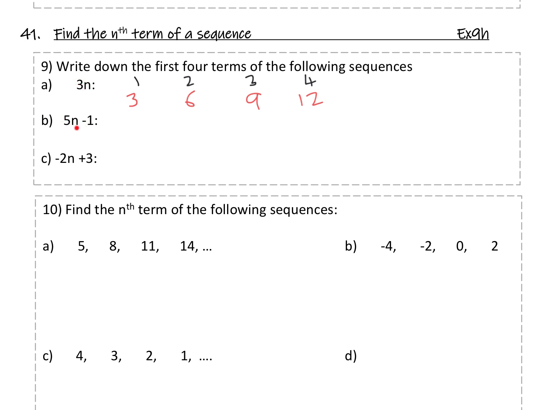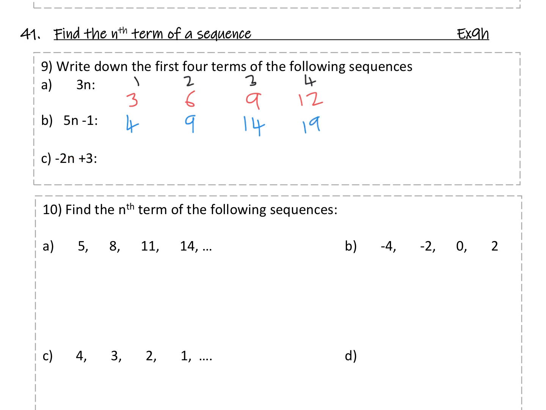What about 5n minus 1? Well, we just get the term number and we substitute it in. So 5 times 1 is 5, take away 1 is 4. Then go on to the second term, n is 2. 2 5s are 10, take away 1 is 9. What about the third term? n is 3. 3 5s are 15, take away 1 is 14. The fourth term, n is 4. 5 4s are 20, take away 1 is 19.